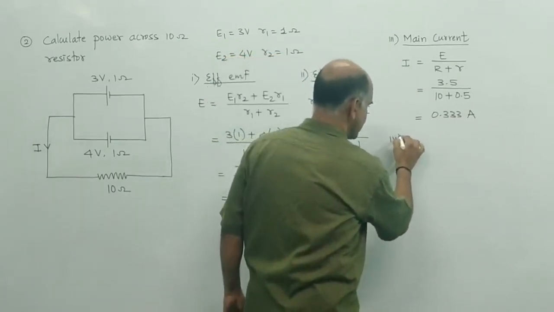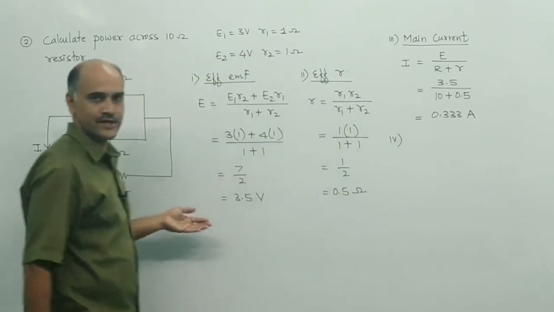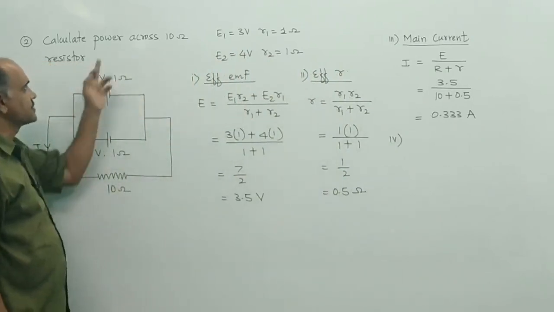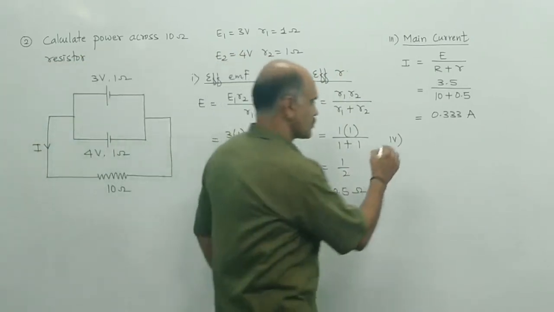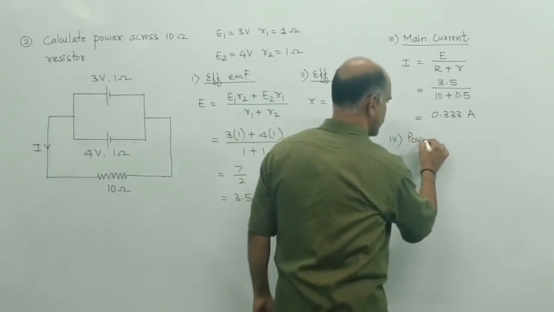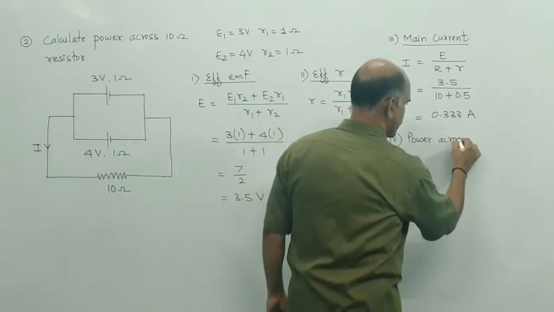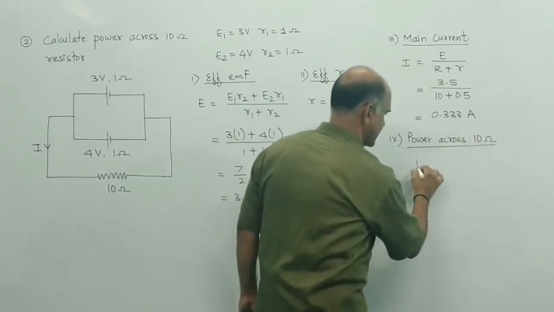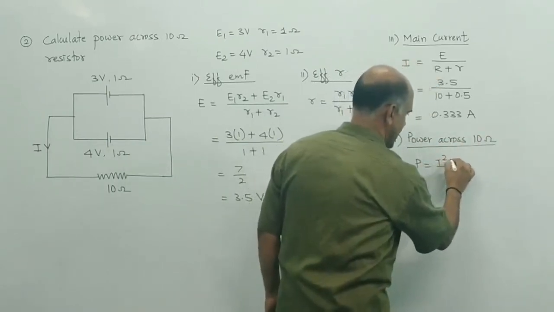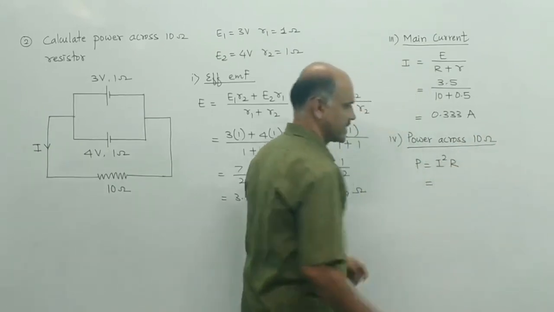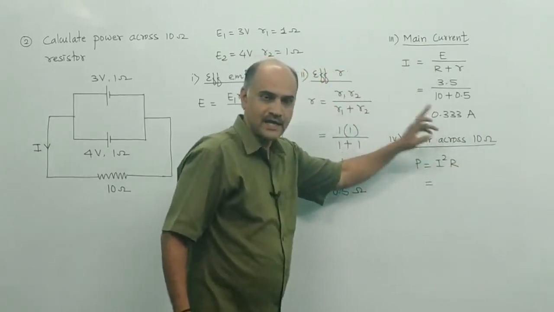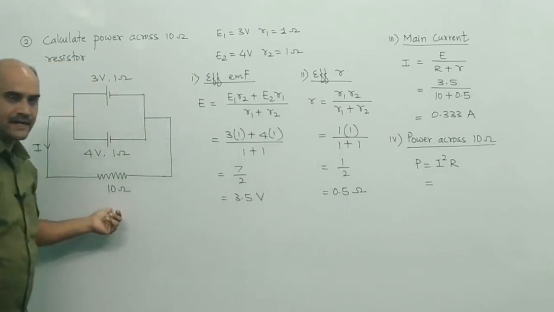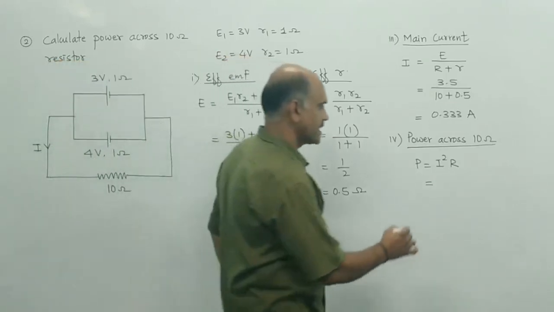And now the final step. Instead of potential, he has asked us to find power. Power across the 10 ohm resistor. The formula is P is equal to I square R. We have found I, and R he has given as 10. Substitute, you will get power.